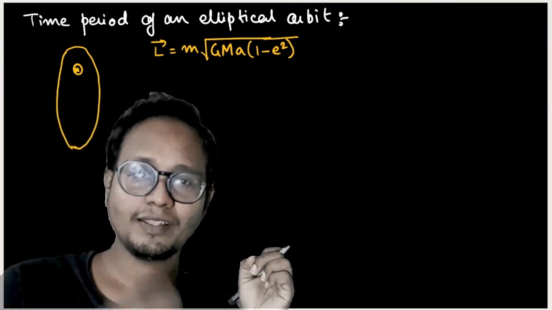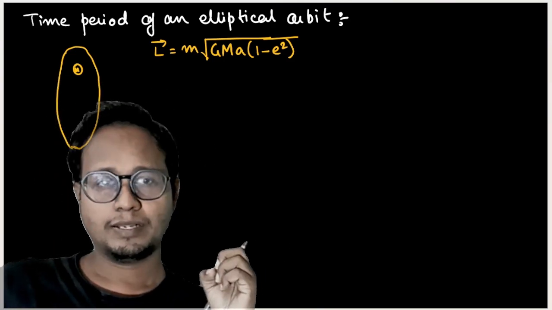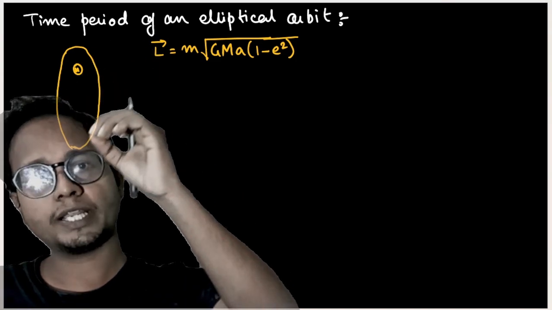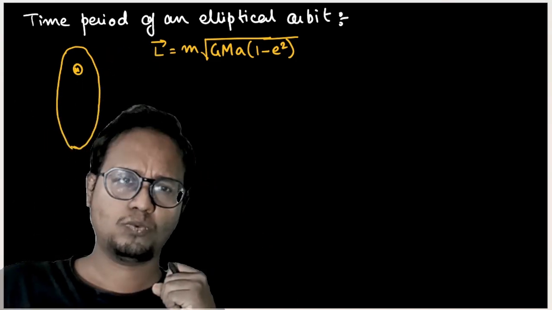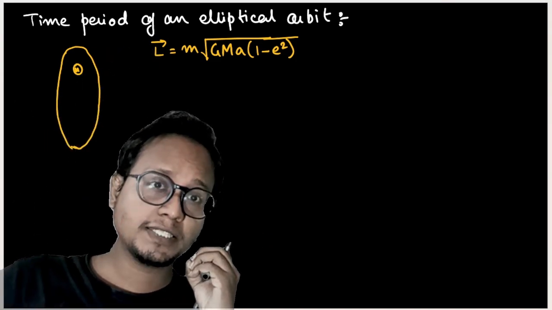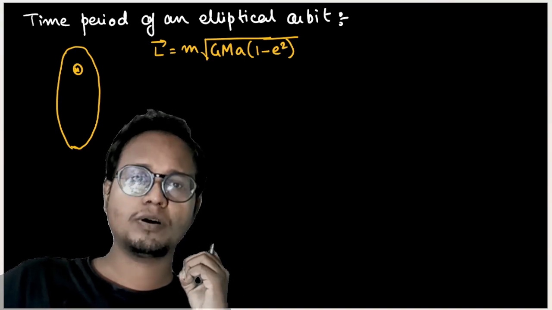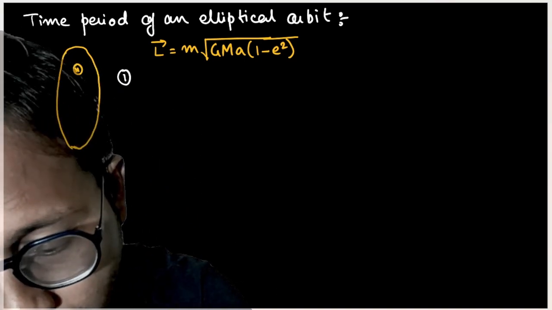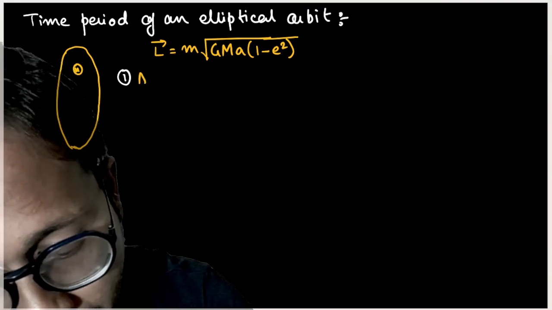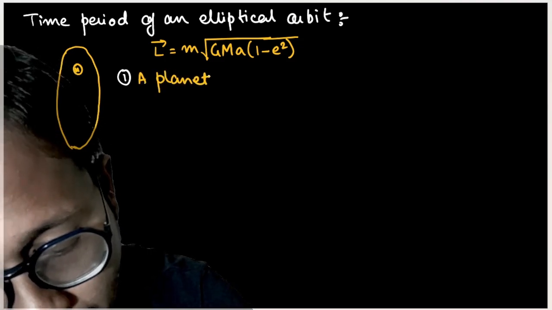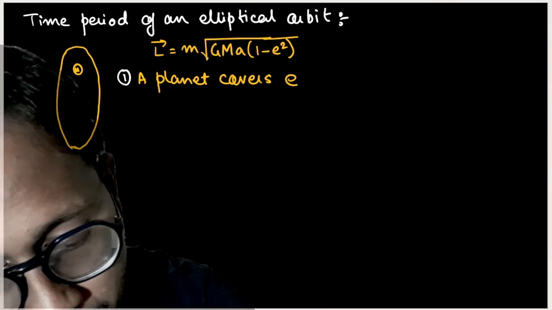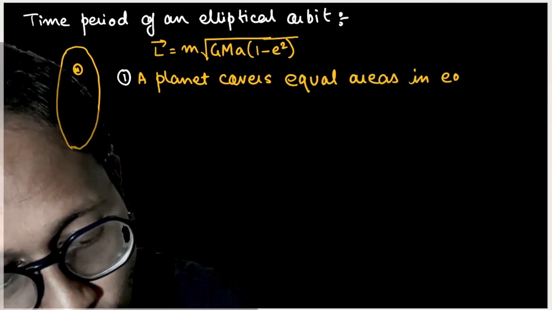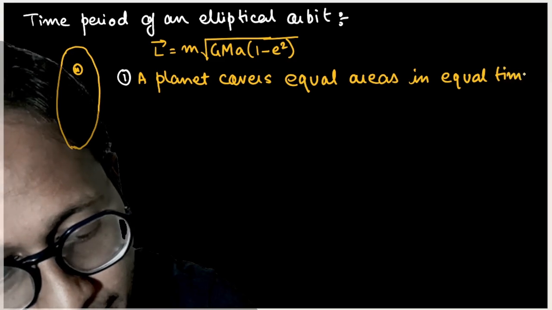The fundamentals are very easy. What do I need to find out? I need to find out the total time taken for an elliptical orbit. How? Kepler's second law. What does Kepler's second law say to us? Kepler's second law says a planet covers equal areas in equal time.